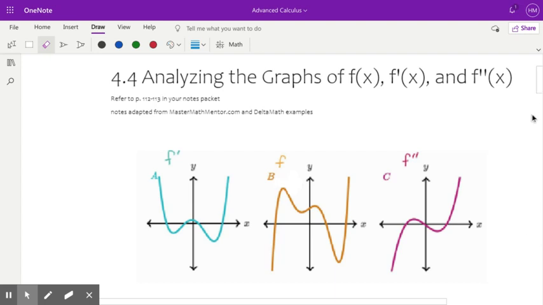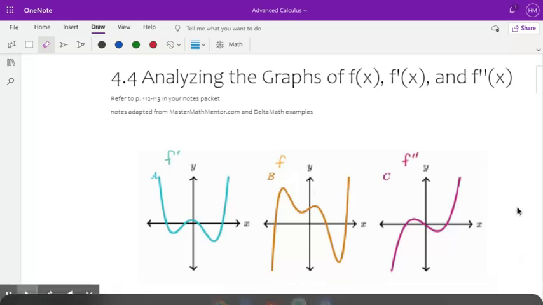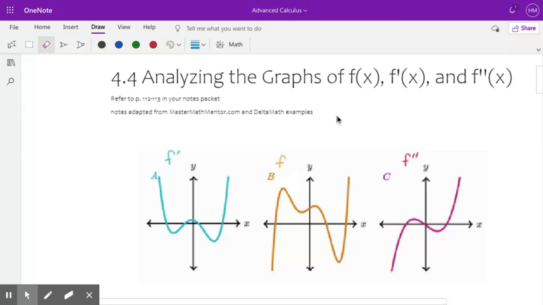Today we are going to go back to the graphs of f and f prime, and we're also going to add the graph of f double prime. We'll look at characteristics of f, f prime, and f double prime, and we'll be analyzing some more graphs, except we're going to add one new characteristic that we haven't talked about so far.